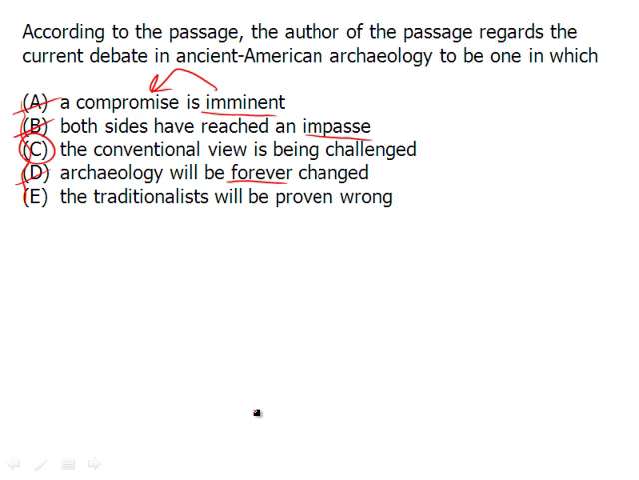And finally, E, the traditionalists will be proven wrong. Do we know that based on the passage? Does it say that? All we know is that the old theory, the traditionalist theory, is being challenged. We don't know if it will ultimately be proven wrong. And just like that, there we have the answer.